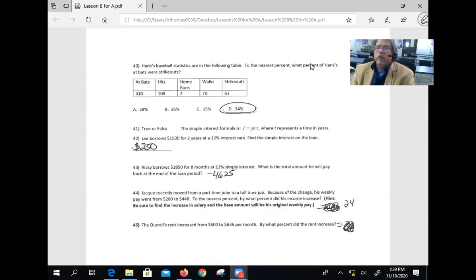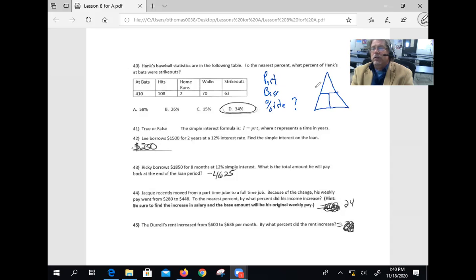So again, number 40, we have Hank's baseball statistics are in the table. To the nearest percent, what percent of Hank's at-bats were strikeouts? So again, in solving this problem, I still need to identify the part, the base, and the percent, the rate. We don't know the percent. That's what we're looking for. What percent of Hank's at-bats were strikeouts? That's the unknown.